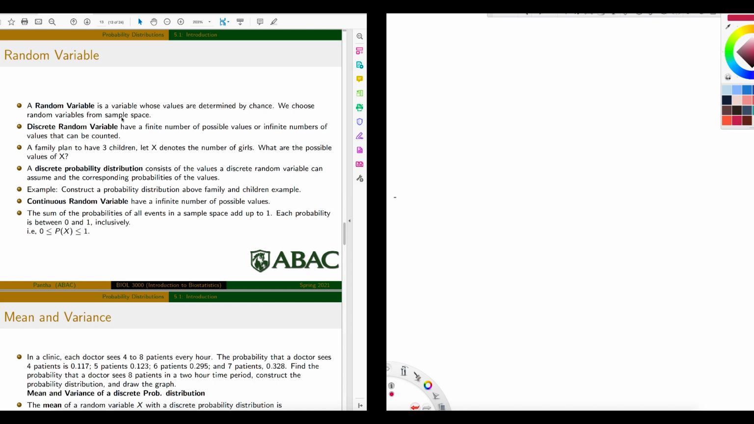Let us see. A random variable is a variable whose values are determined by chance. We choose the random variable from a sample space. A discrete random variable has finitely many values. For example, if a family plans to have 3 children and x denotes the number of girls, then what are the possible values of x? There may be 0 girls, 1 girl, 2 girls, or 3 girls, right? That is, x is the random variable. It is a discrete random variable because it has just finitely many values, just 4 values.